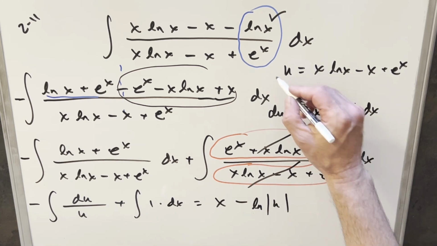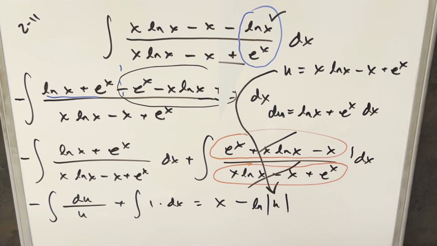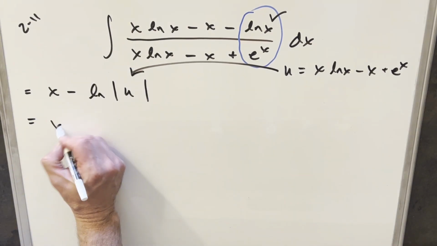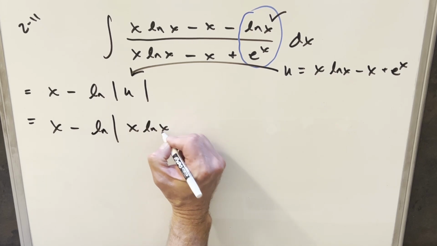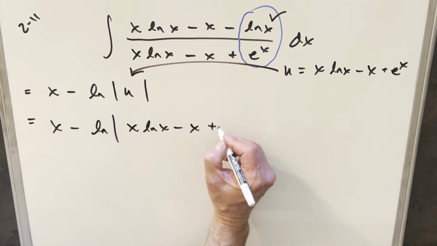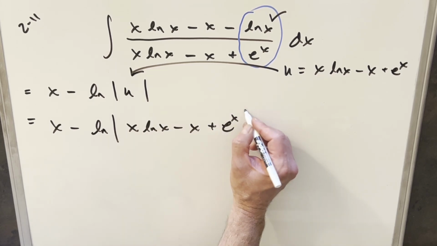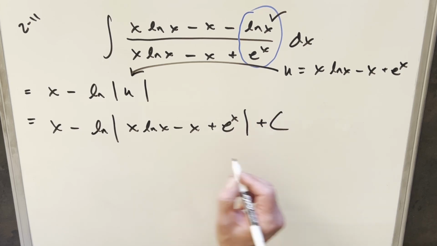But now all we need to do is just back substitute in order to finish this off. And so for my final solution, we just get x minus natural log absolute value of (x ln x minus x plus e to the x), plus c, and that's it.